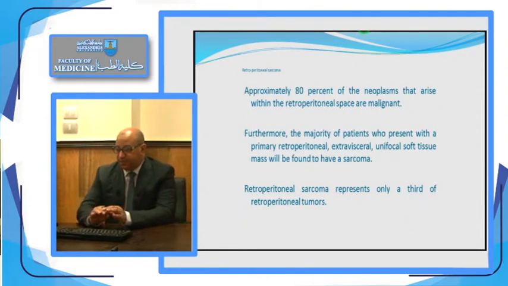Approximately 80% of the neoplasms that arise within the retroperitoneum are malignant. Not all are sarcomas, but may be malignant lymph nodes or malignant metastatic disease. Furthermore, the majority of patients who present with a primary retroperitoneal, extravisceral, unifocal soft tissue mass will be found to have sarcoma. Retroperitoneal sarcoma represents only a third of the retroperitoneal tumors.